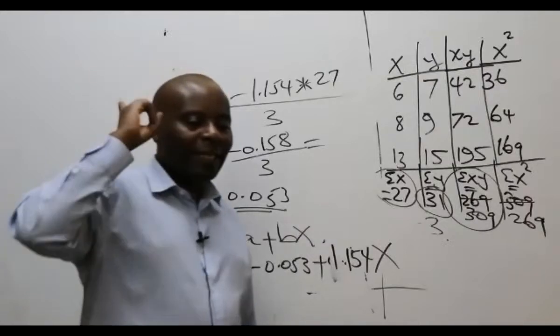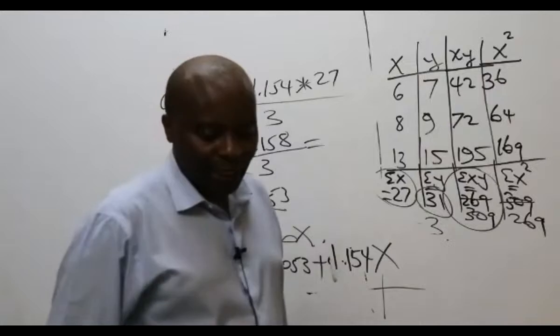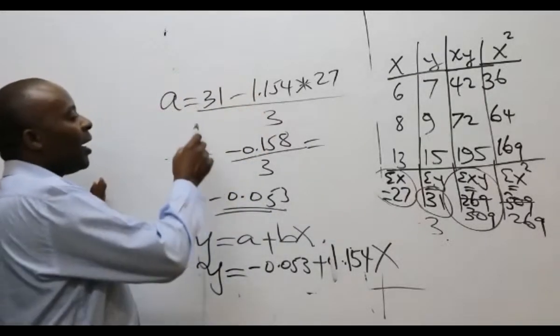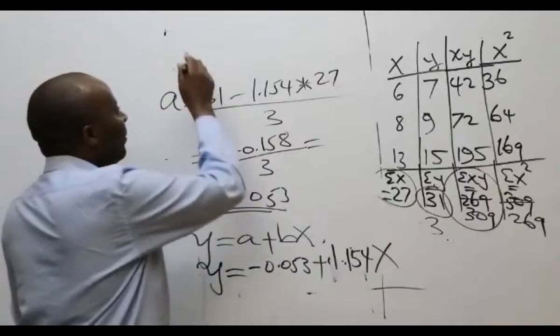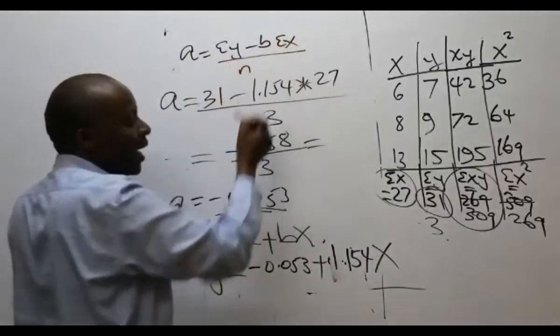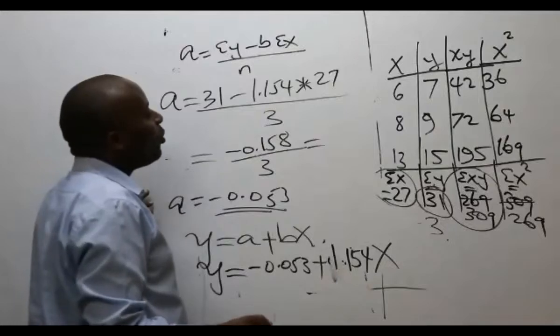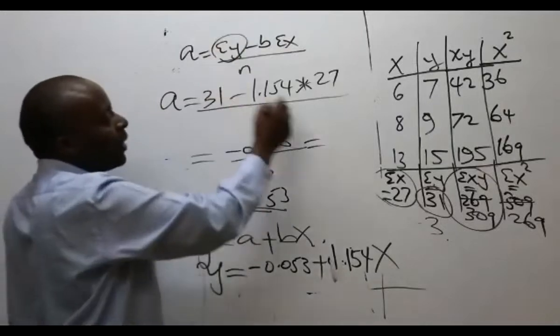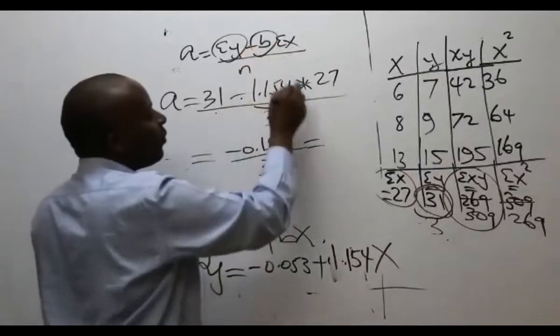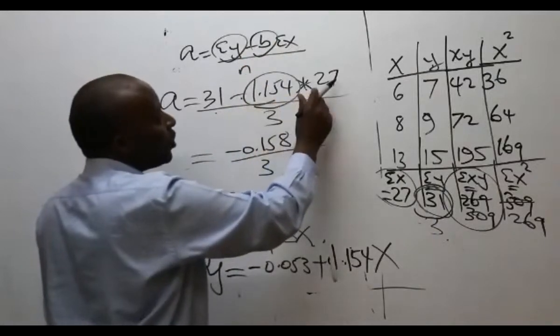Fatma is honest. Fatma amesema she's getting a different value of A. Fatma, angalia. Tumesema A namna gani? Ni summation of y minus b summation of x over n. Ukipata figure tofauti, mimi najua summation of y hapa ni gani jameni? Ni 31 minus b itself, which is this one, times summations of x.